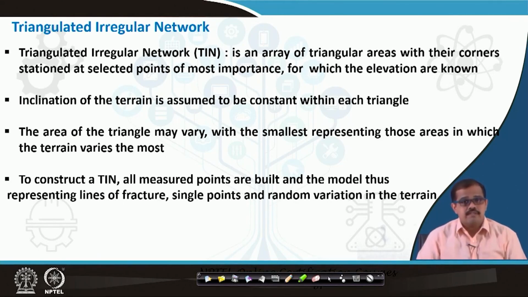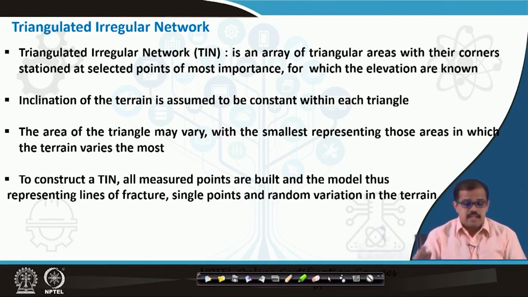Then the inclination of the terrain is assumed to be constant in each triangle. So here also we have an approximation, unlike the grid model. Inside a triangle we assume that the particular value remains constant. That is what the triangular irregular network is about.